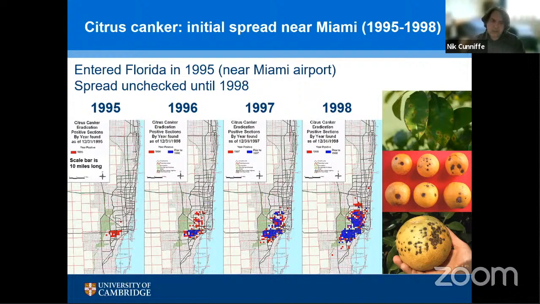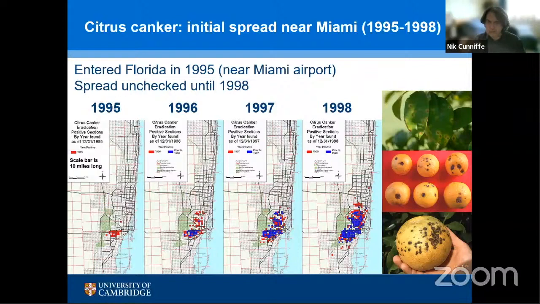People in Miami and all over Florida are lucky enough to live in a climate where they can grow citrus trees in their backyards. So the trees that would be infected here aren't commercial trees, ones grown to harvest the fruit. They're ones which people grow, well, supposed to harvest the fruit, but not commercially, just in their backyards. And what you can see over a sequence of 3 years is the spread of the pathogen. This bar here is about 10 miles long. So you can see that this pathogen was spreading quite widely, even within the first 3 years after it entered Florida.